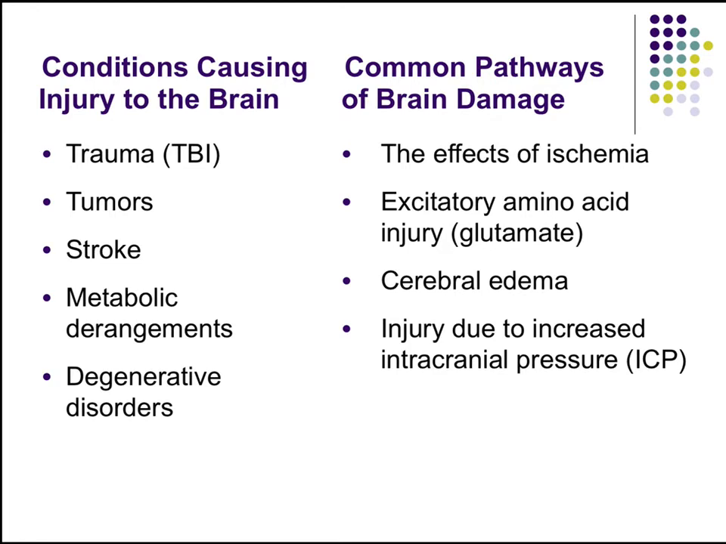Now, whatever your condition is, the common pathway through which brain damage occurs includes the effect of ischemia. So that interruption in blood flow causing the injury. So for example, you have, let's say, a tumor that is compressing a blood vessel, and that's causing decreased blood flow to the brain. Excitatory amino acid injury like glutamate, cerebral edema, as well as increased intracranial pressure. These are all common pathways of brain damage.